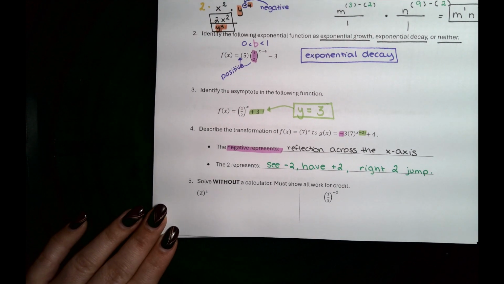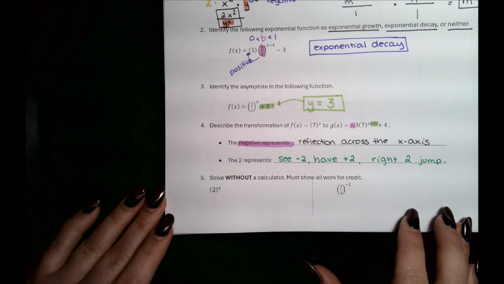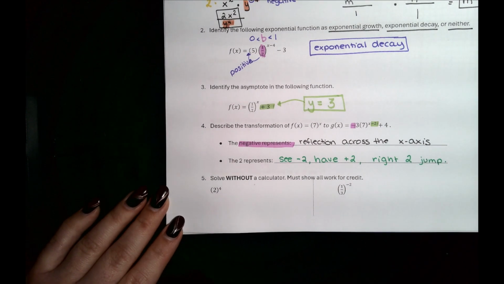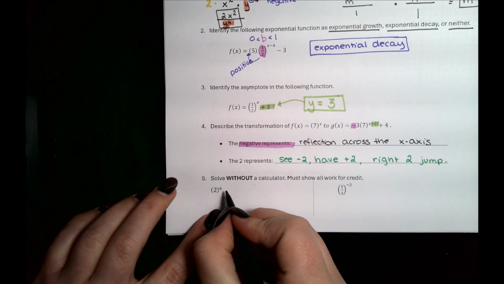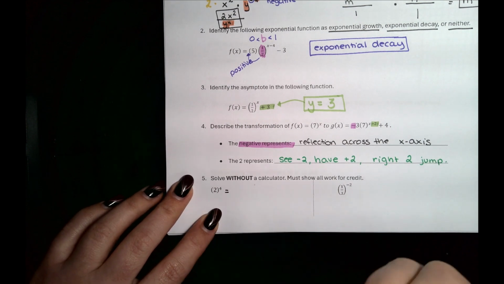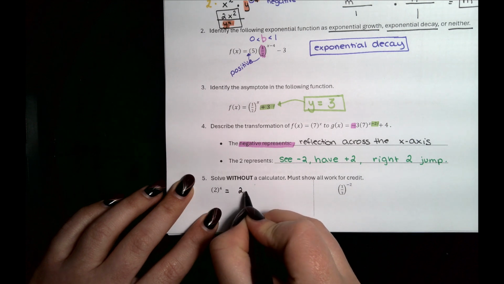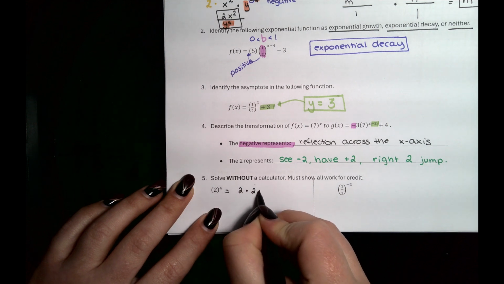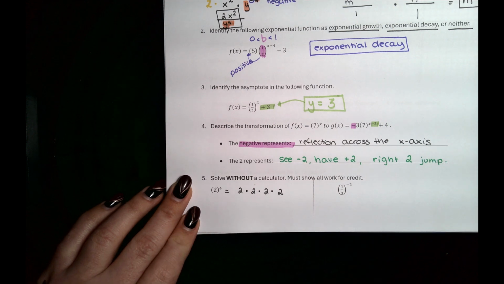Moving on, it says solve without a calculator. You must show all work for credit. So what this is asking you to do, prove you know 2 things. 1, your understanding of exponents, and 2, your understanding of what a negative exponent is. So an exponent tells you how many times to write that base. So if I have 2 to the 4, that means I'm going to write 2, 1, 2, 3, 4 times.